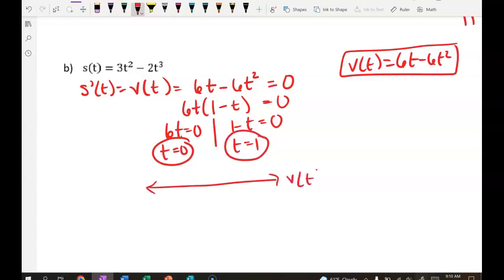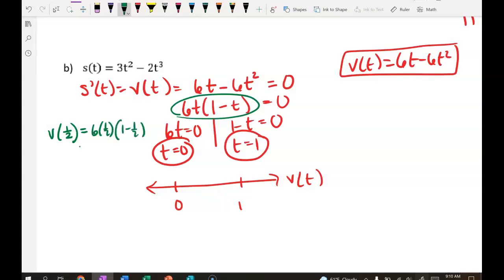So we are going to make a number line for our velocity. Here's 0 and here's 1. Let's test it out to see what happens. When the time is in between 0 and 1, let's do a half, because that's easier. 6 times a half is positive. 1 minus a half is positive, a positive times a positive, so this is positive. And then the velocity at 100: 6 times 100 is positive, 1 minus 100 is negative, so this is negative.